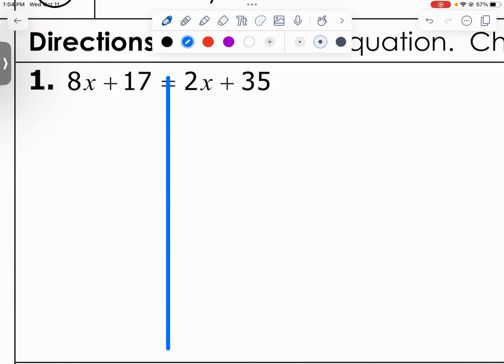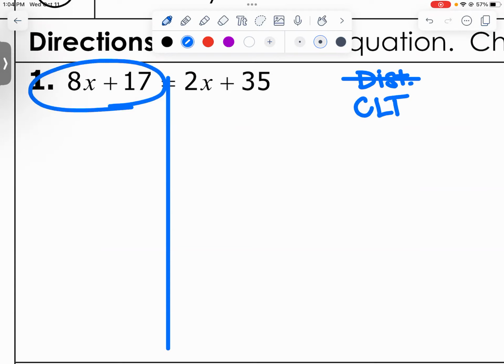Why are there two variables? Okay. So I always want you to first look for, are there parentheses where I need to distribute? I see 0 parentheses, so that one's done. Okay. We do not need to distribute. Do we have anything on the left that we can combine like terms? No. I cannot combine 8x and 17, because one's a variable, one's not.